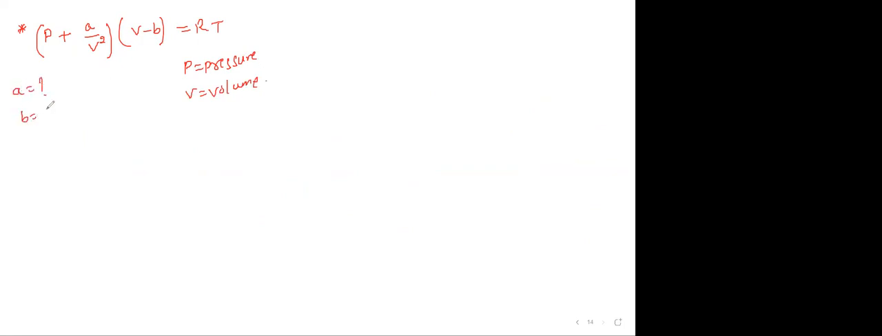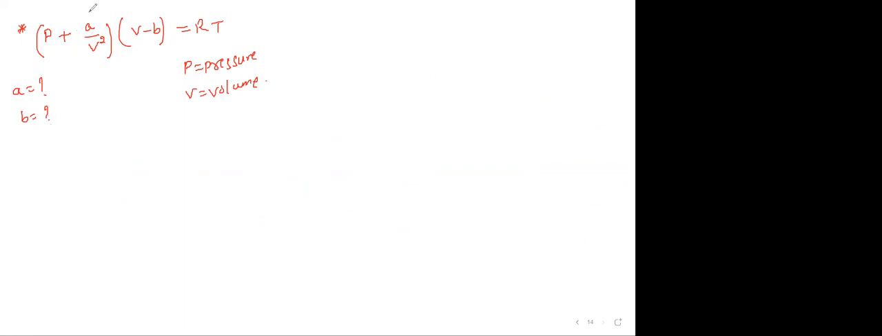Now, I will give one more equation. P plus A by V squared into V minus B is equal to R into T. Here P represents pressure and V represents volume. Can you find the dimensional formula for A and B?